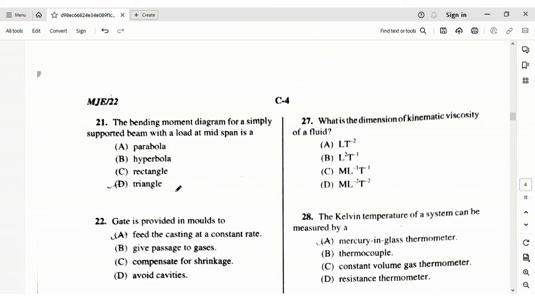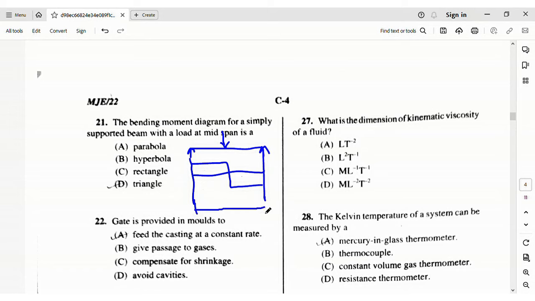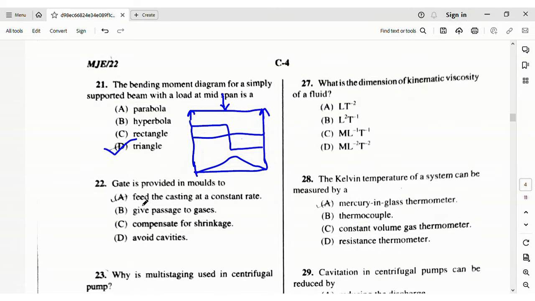The bending moment diagram for a simply supported beam with a load at mid-span is a. Just draw the diagram. Simply supported beam, a load on the mid span. The shear force diagram will be like that, and the bending moment diagram will be like that. That is, it is shaped like a triangle. Gate is provided in molds to feed the casting at a constant rate. It's right.